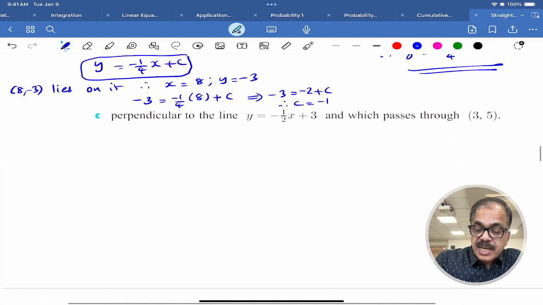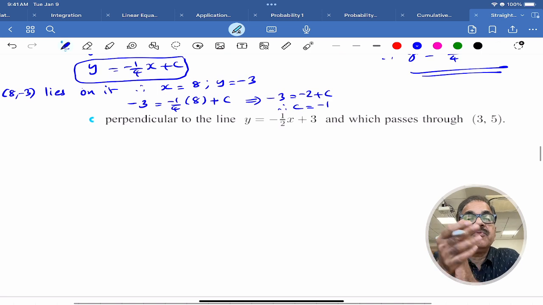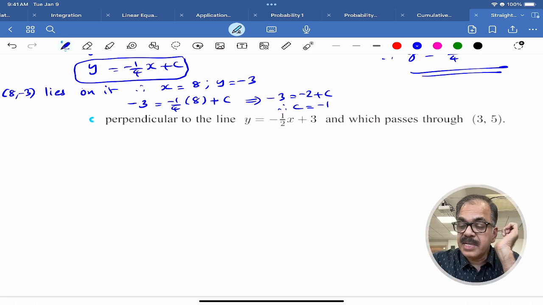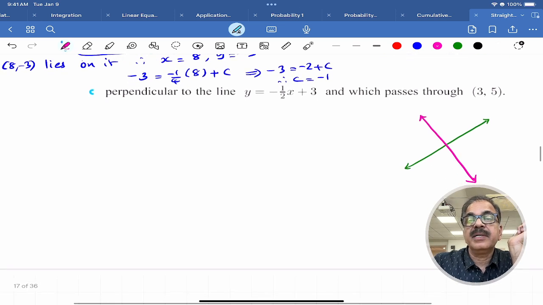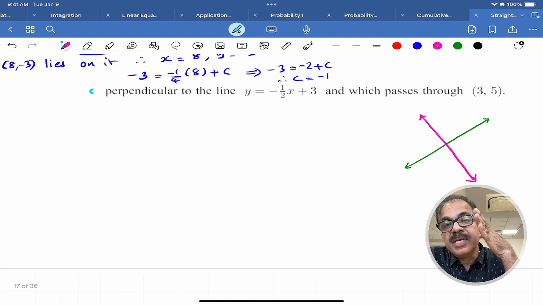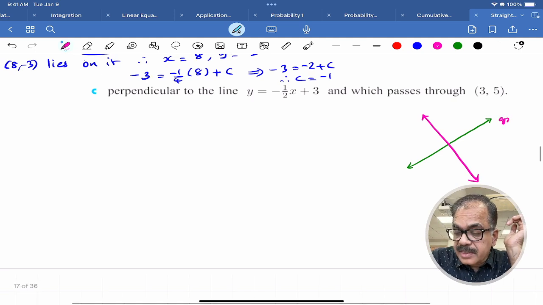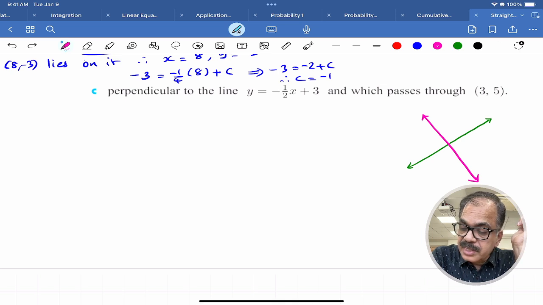The next question is slightly different. This is a different situation altogether. Here what we need is, we have a line given to us and then another line which is perpendicular to it. So there are two lines here. The green line is the given line. Let's say that's a given line. That the green one is the given line. And the pink one is the required line.